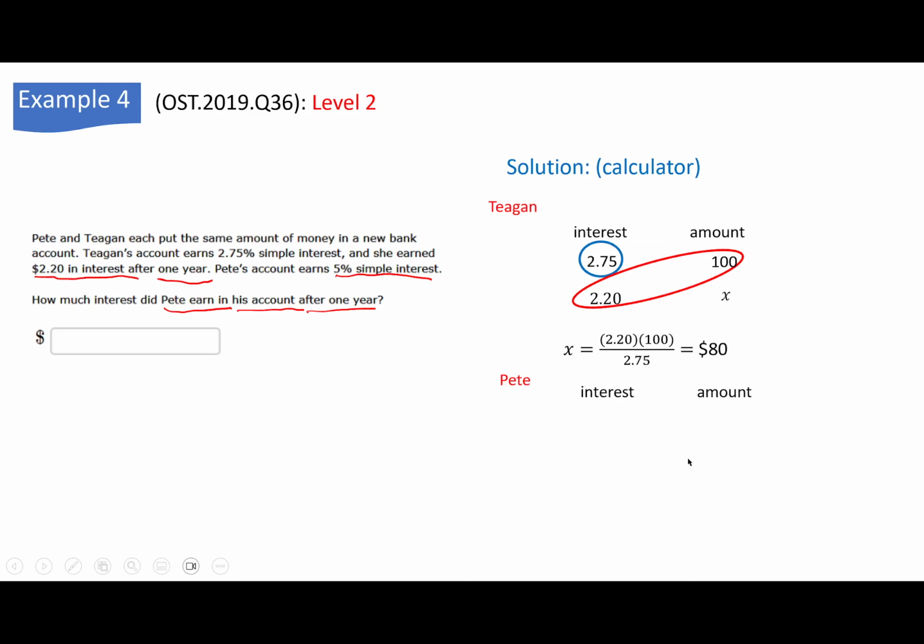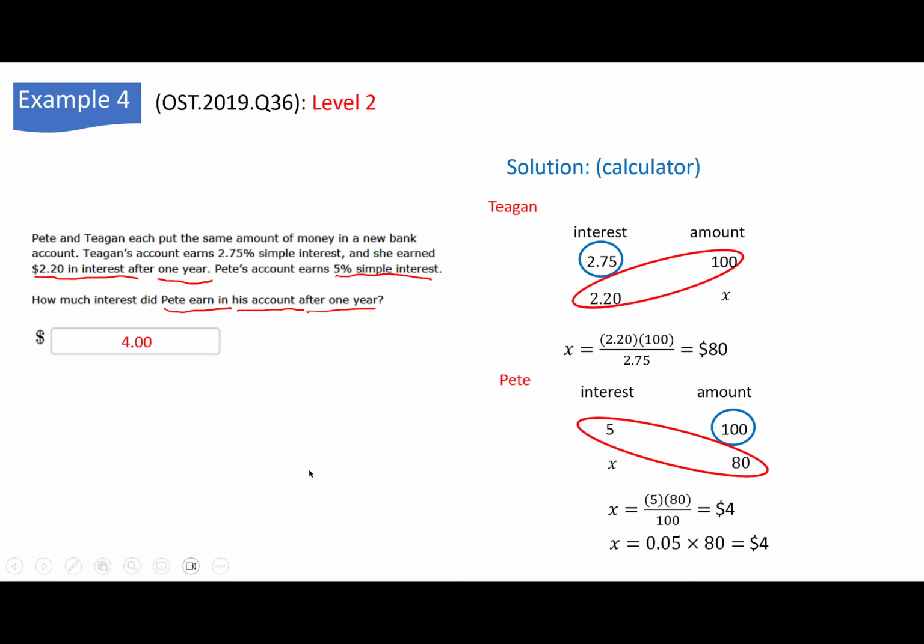Okay, interest amount. If he invests $100, he gets 5%, 5. But he invested $80, X, cross multiplication again, $4. Or you can say 0.05 times 80, okay, the same thing, $4.